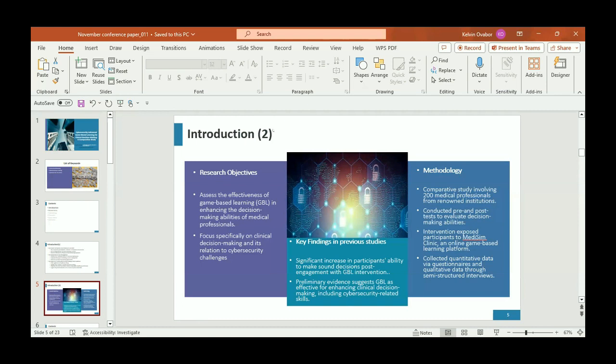Now, what's the relationship between cybersecurity-related decision-making and game-based learning? Cybersecurity education can be improved through the use of games and learning theories that create an environment that is immersive, adaptive, and interactive for students. If you look at the objectives, you are going to be able to measure these objectives. And how will we be able to achieve that?